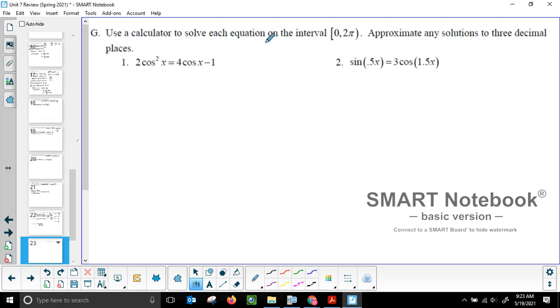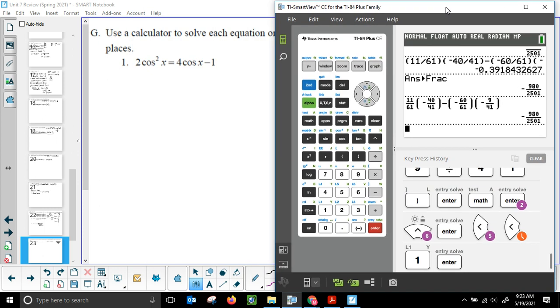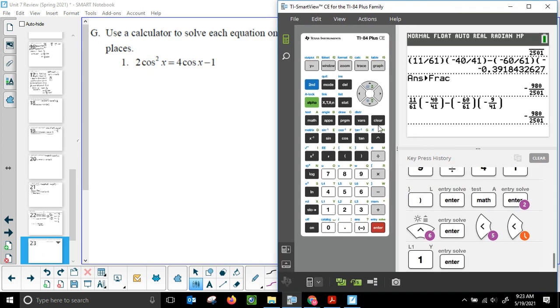Okay, so here, use a calculator to solve each equation on the interval 0 to 2 pi. Approximate any solutions to 3 decimal places. All right, so these are really easy. All right, this is just straight, let your calculator do all the work.